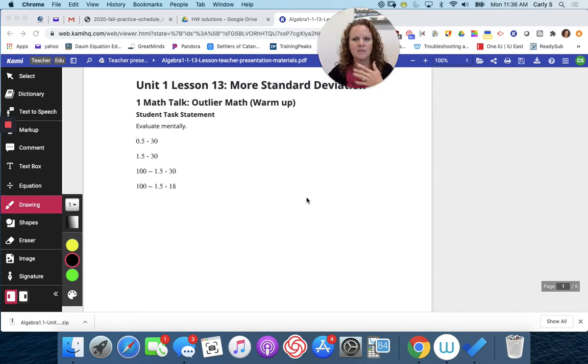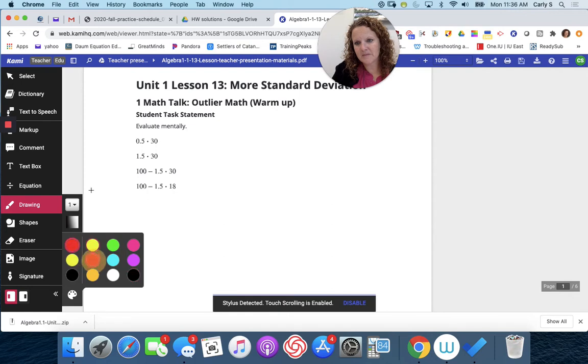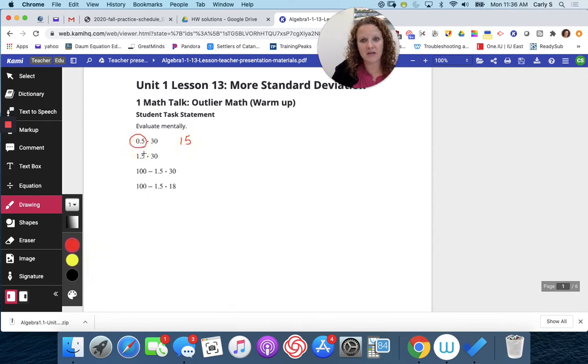I know this is a warm-up. Evaluate mentally. Okay, so let's evaluate these things mentally, but then we're going to talk about what they mean. If I go here, this is 0.5 times 30. You don't need to get your calculator out. This is really half. 0.5 means half, right? Half times 30, which half of 30 is 15.